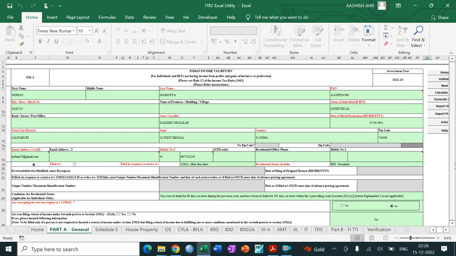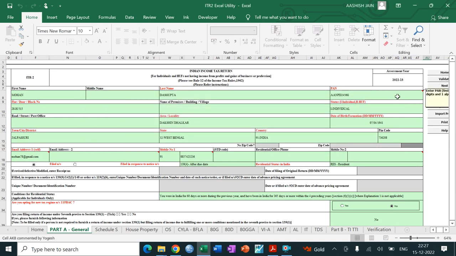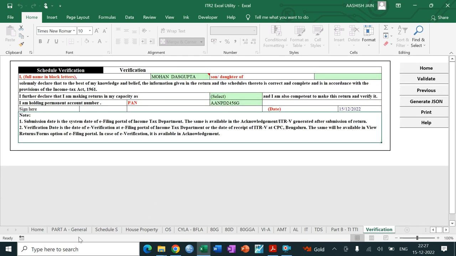Now this sheet is complete, validate the sheet, it is okay, and then go to the next part, that is the salary part.